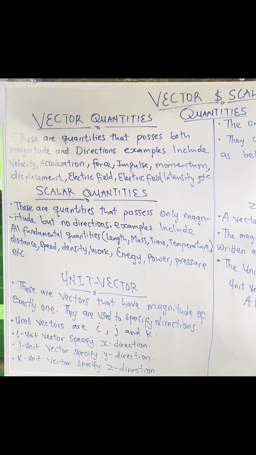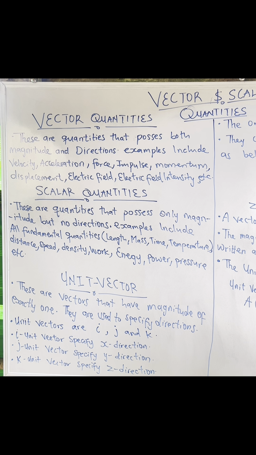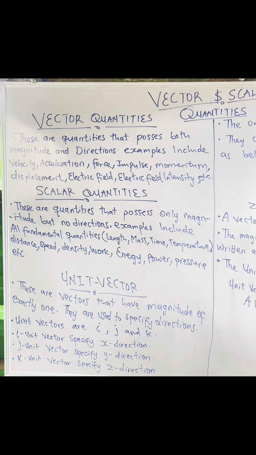Now, we are going to move on to unit vectors. Whenever we are talking about unit vectors, these are vectors that have a magnitude of exactly one. These unit vectors are basically used to specify direction.